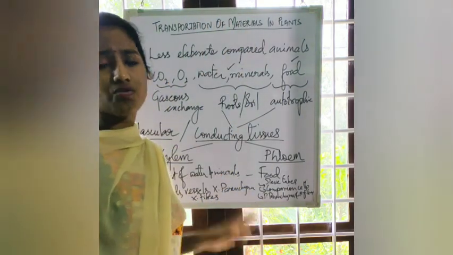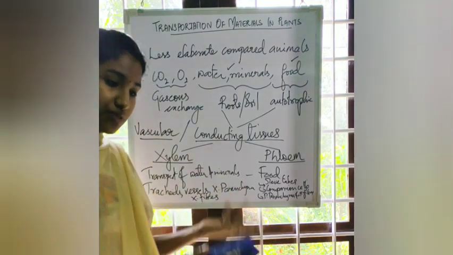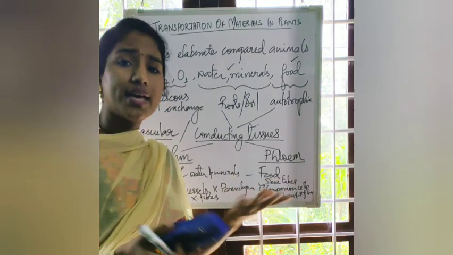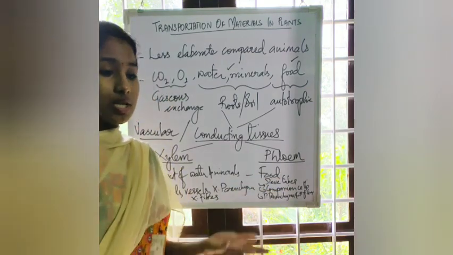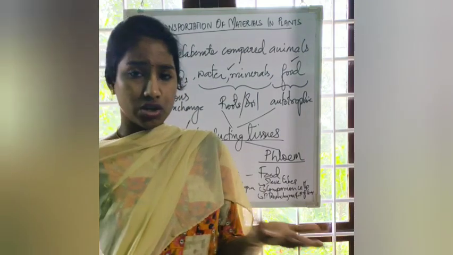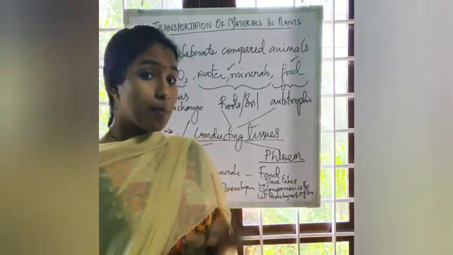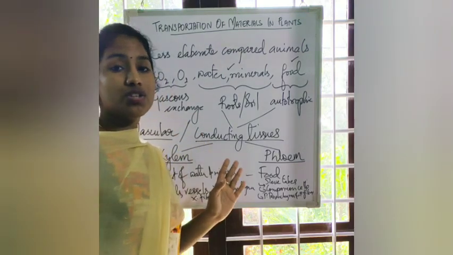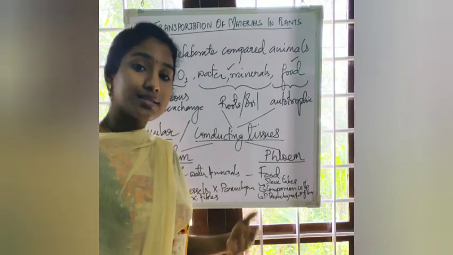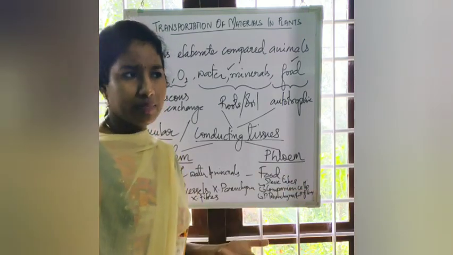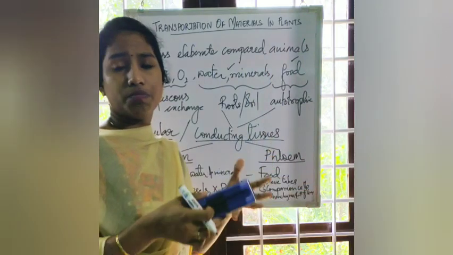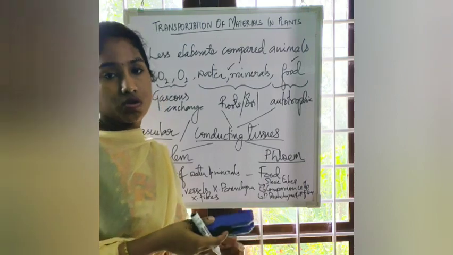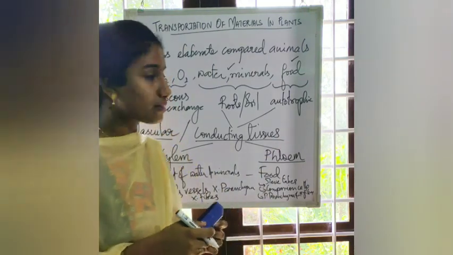This is just an introduction about transportation of materials in the plants. They are trying to tell us that transportation of materials in animals and plants is different because their energy requirements are different. The transportation in animals is very fast. You have learned how fast the heart pumps blood. But the same is not the case in plants. Plants' transportation system is not very fast. They are slow and less elaborate. Elaborate in the sense that much fastness is not there, and complexity is also not as much as compared to animals.